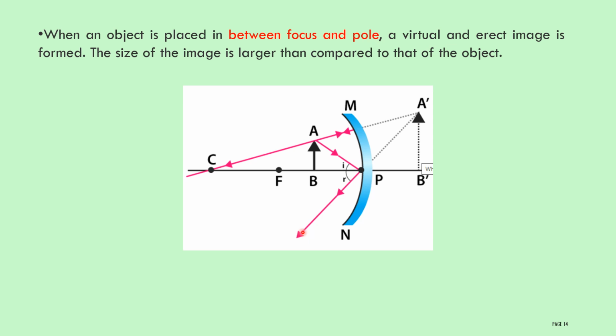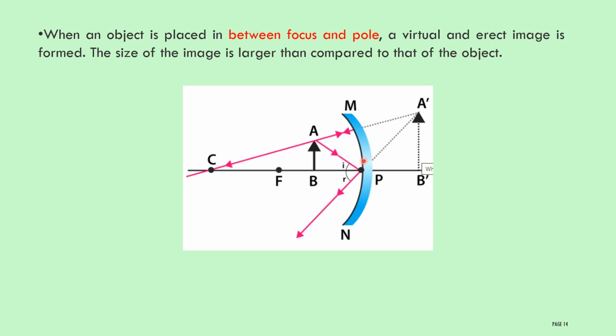These two rays will not meet at a single point in front of the mirror, but after extending these two rays, they will meet at a single point A dash. A dash, B dash is the position of the image. Here you are getting an image beyond the mirror, therefore the image is virtual and also erect. A virtual image is when you are getting an image beyond the mirror; that type of image we call a virtual and erect image.